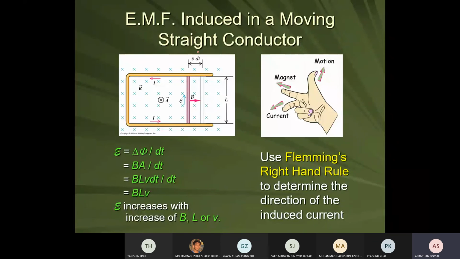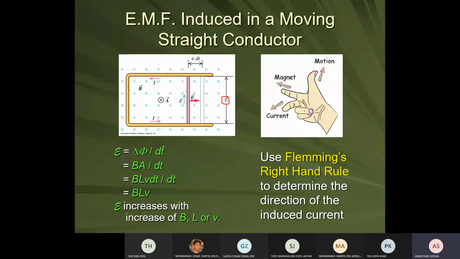So EMF induced in a moving straight conductor. You see this diagram on top. The conductor length is L. The conductor moves to the right with the speed of V. How much is the EMF induced in this conductor?